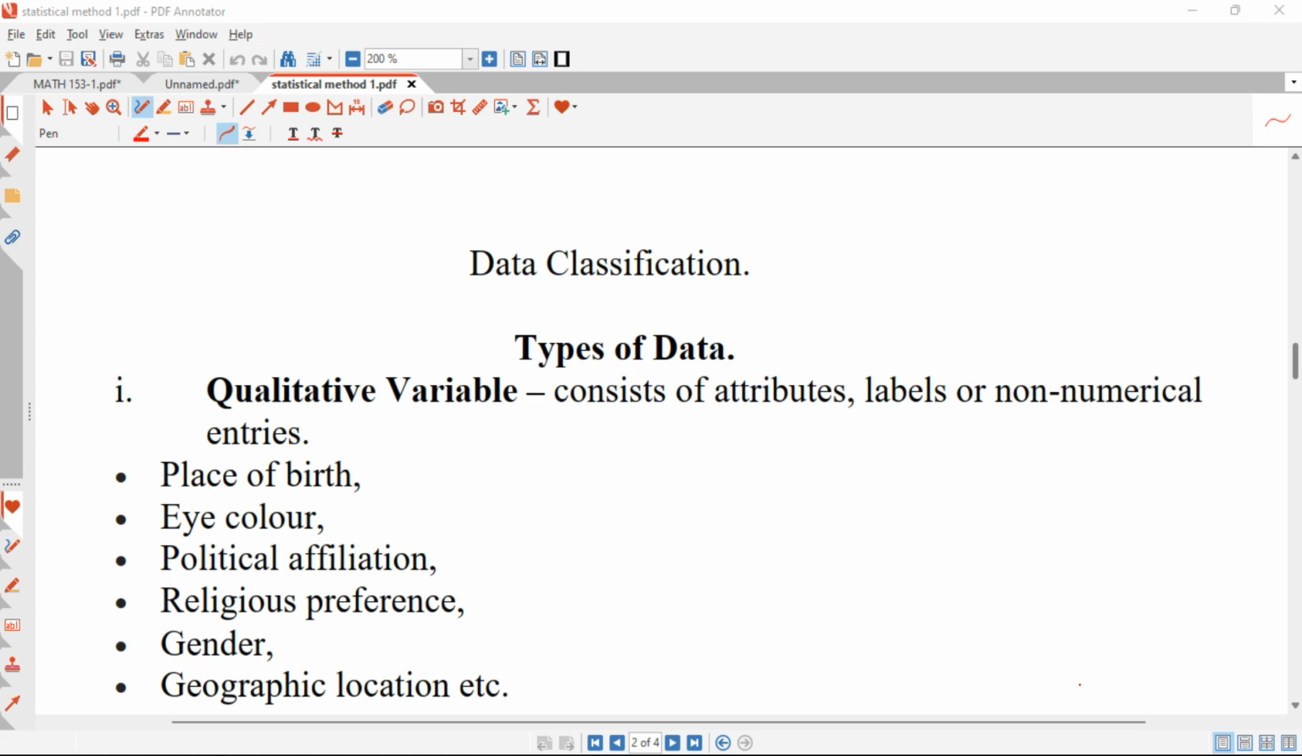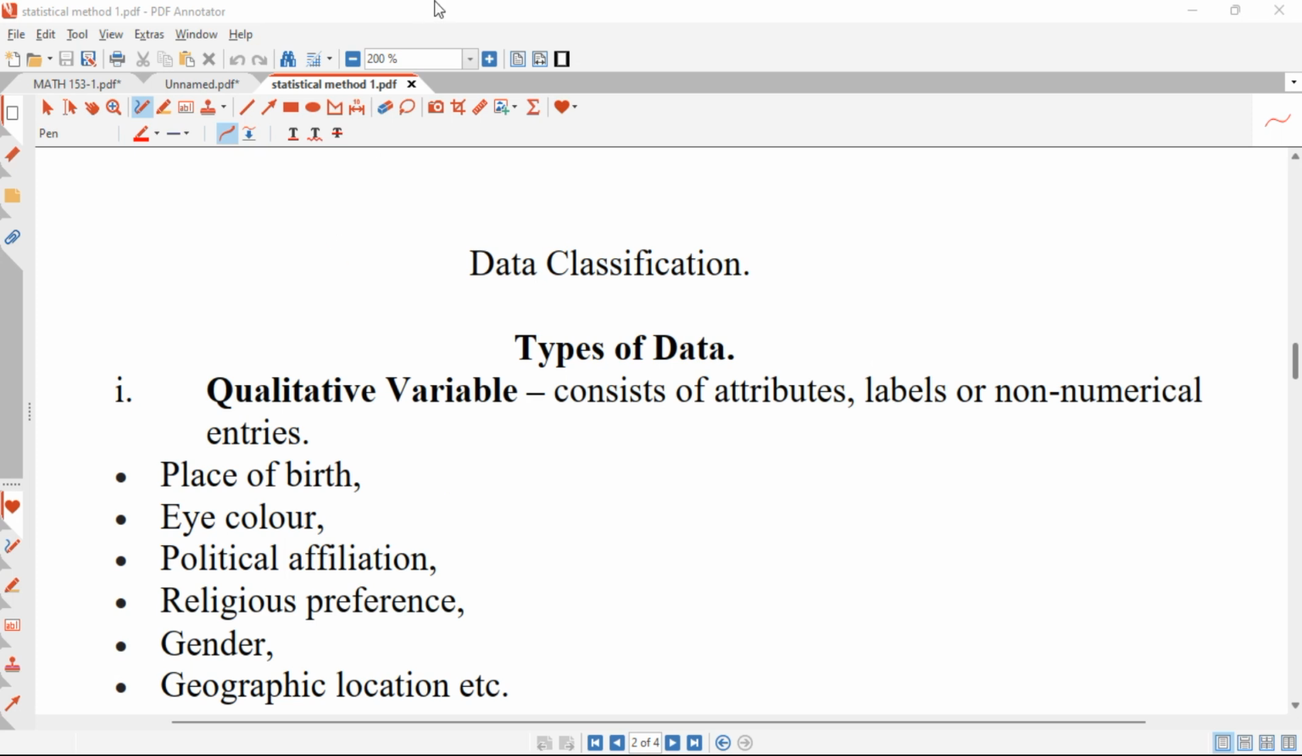Today we are going to study something on data classifications. Under data classification, we have two types of data. We have qualitative variables and quantitative variables. At the end of this lesson, the aim is for us to really understand the qualitative variables and quantitative variables.